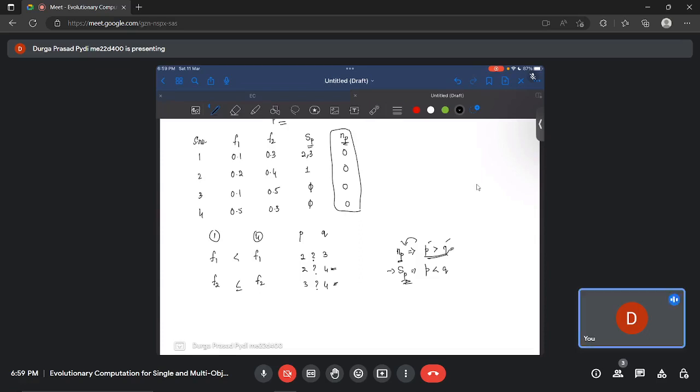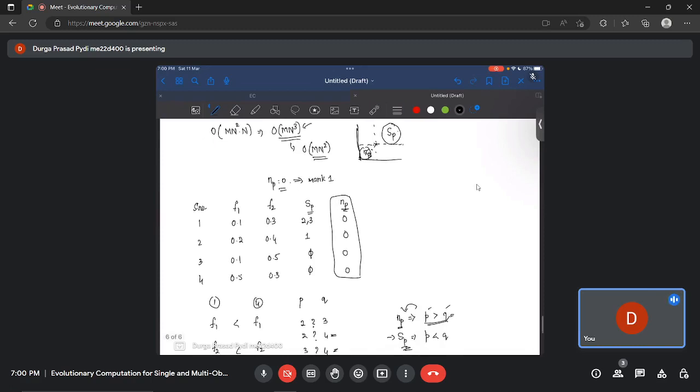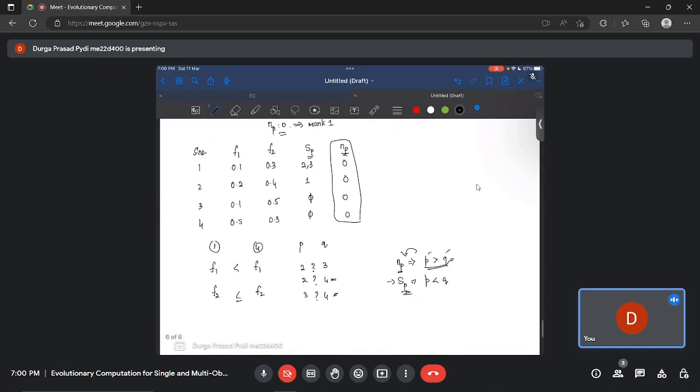For this particular example, it turned out that way. If you do not have these solutions with the same value of NP, then we need to iterate for the next loop. I think we are running out of time. Maybe we'll take it up next week. We will start with the same example, and maybe I'll change the values of F1 and we will see what happens if NP is not equal to 0.